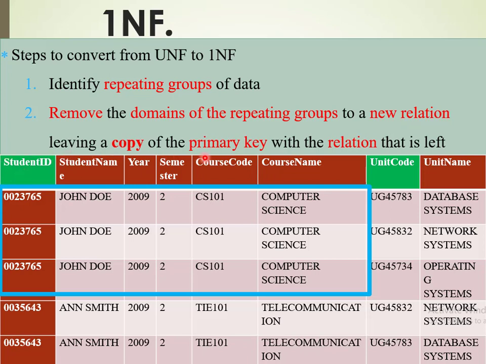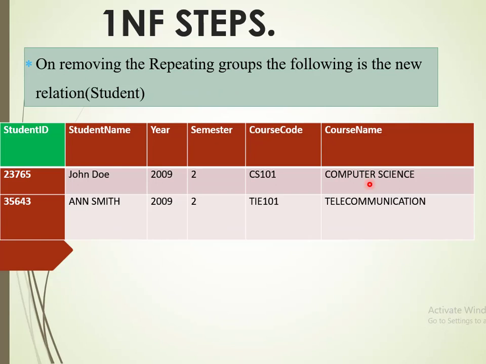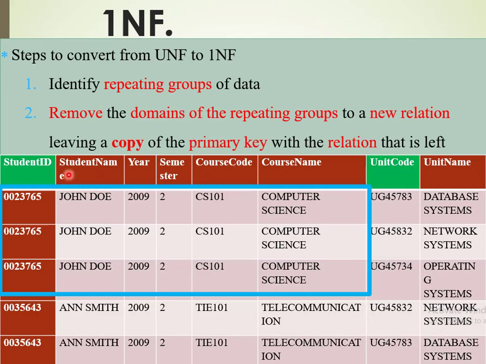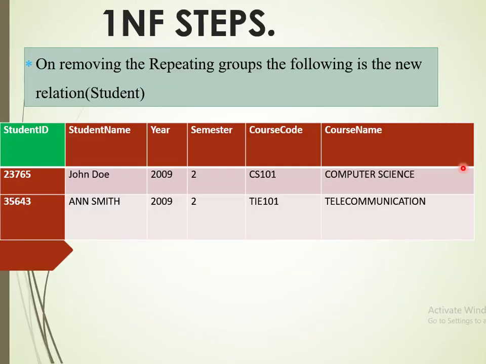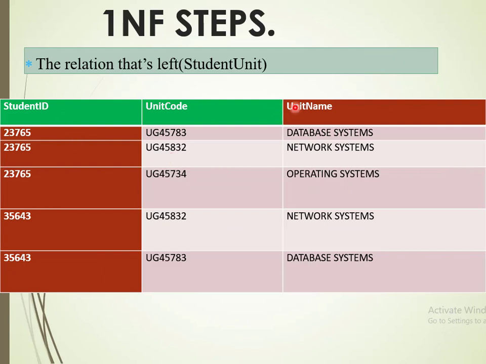This whole set is the one that forms the repeating group. So we are going to move it to a new relation, which is what we are going to be having here: the student ID, the student name, the year, the semester, the course code, and the course name. And then there is a relation that is going to remain behind because we have to leave behind a copy of the key. So we are going to leave behind student ID, unit code, and unit name. And that is going to form the second relation.